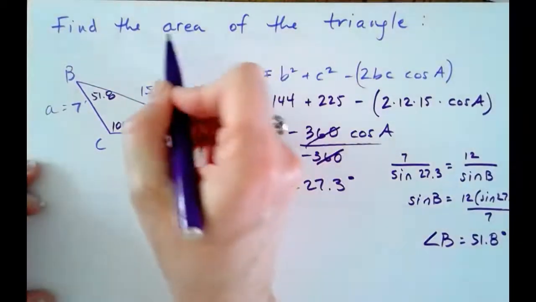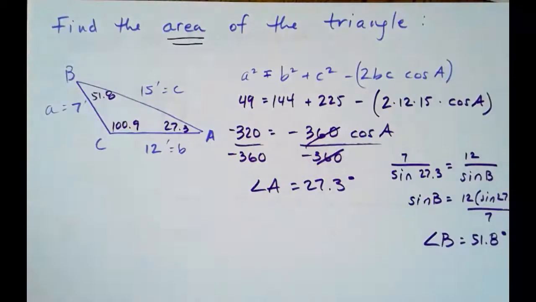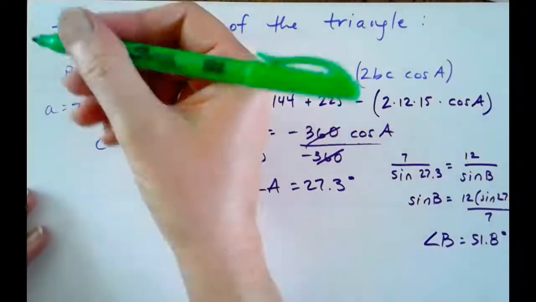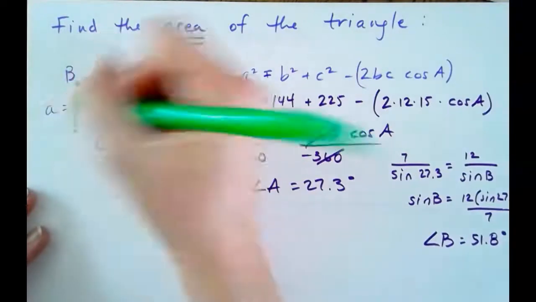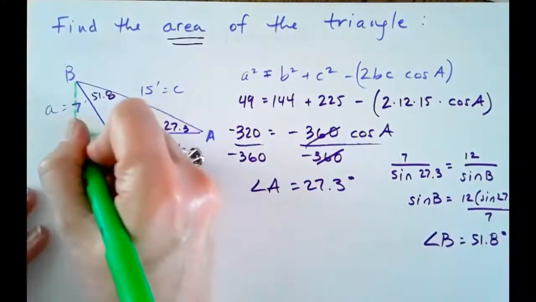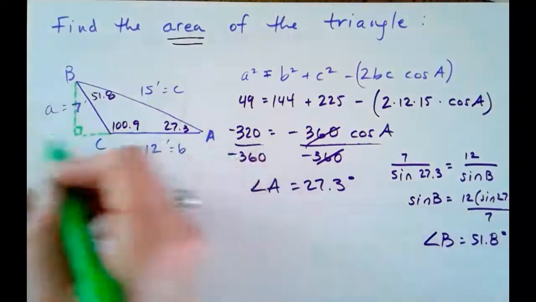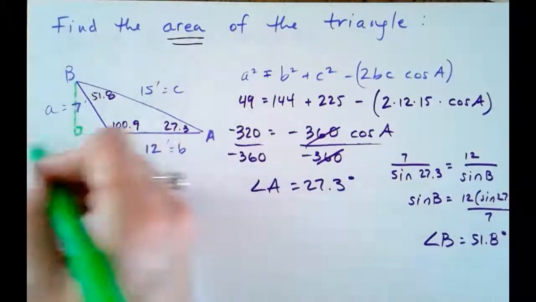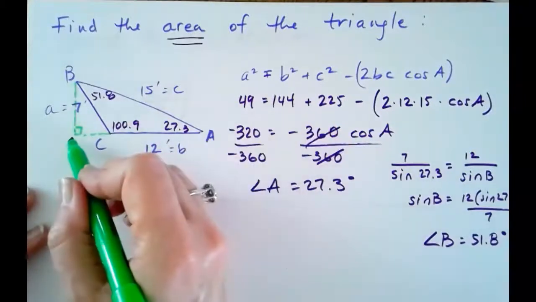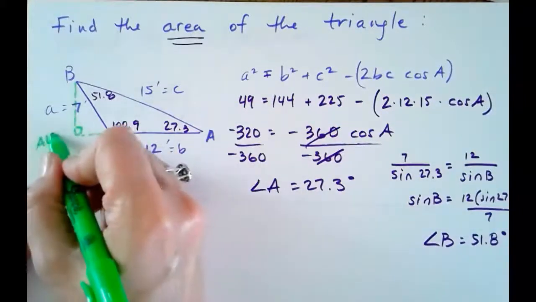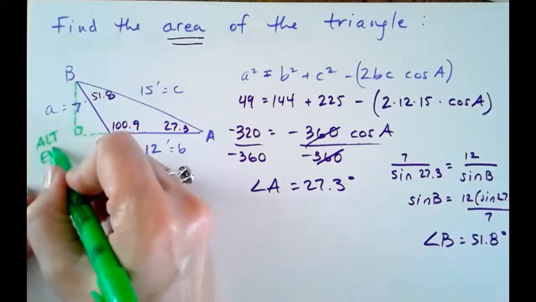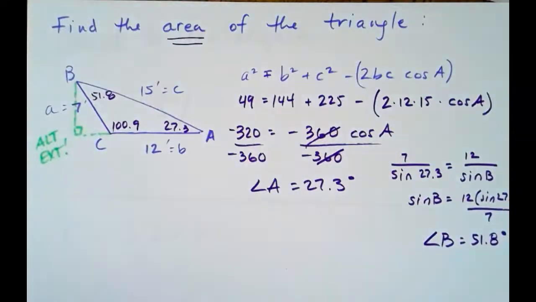So I am still after the area. So to find the area, I need to know the height. The height can be found by dropping an altitude down. Remember, an altitude is always going to be perpendicular to the lowest side, which in this case is the base. And in this case, the altitude is living in the exterior, and that's okay.